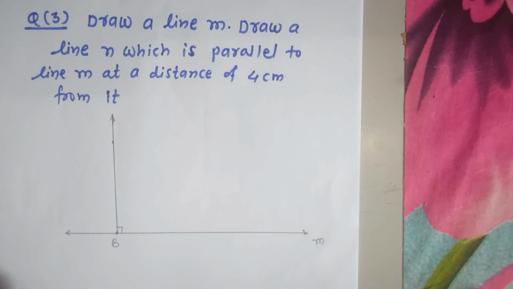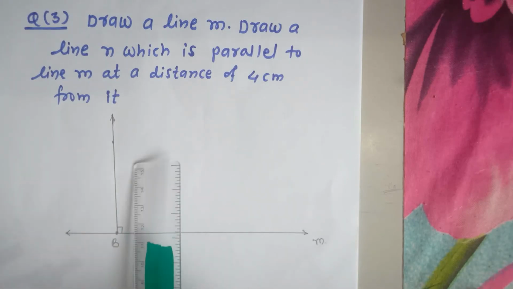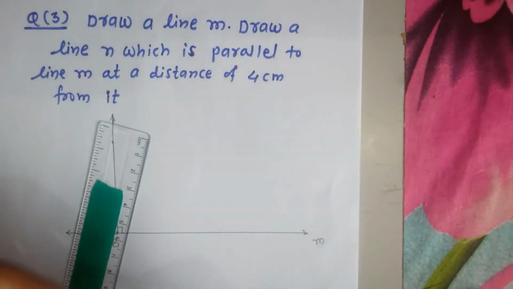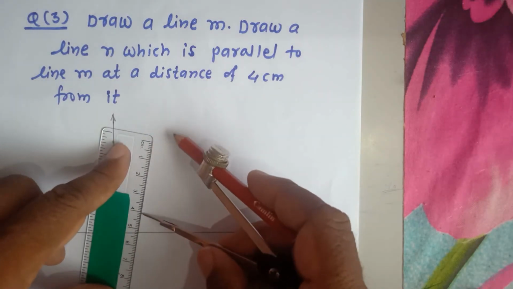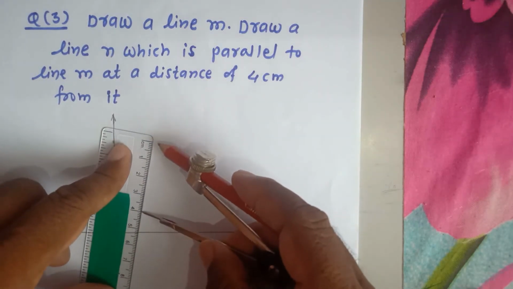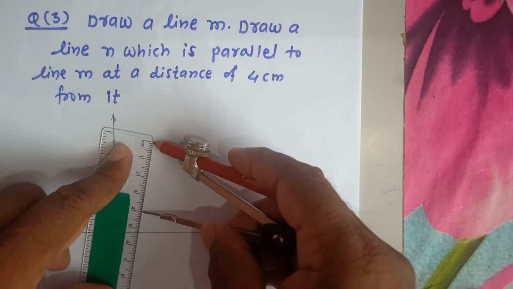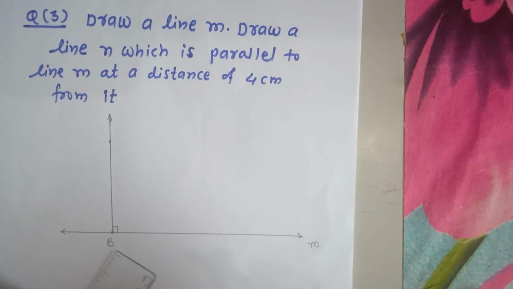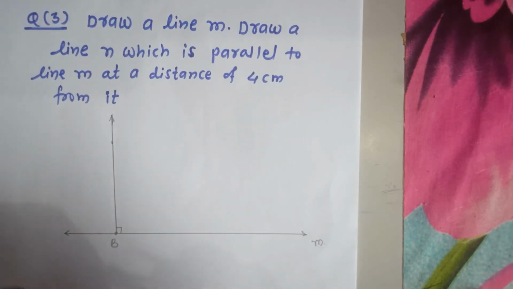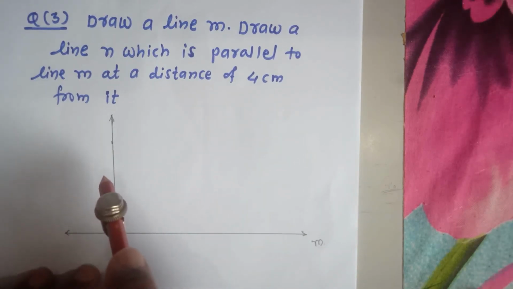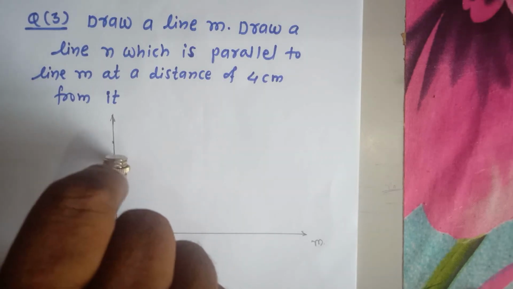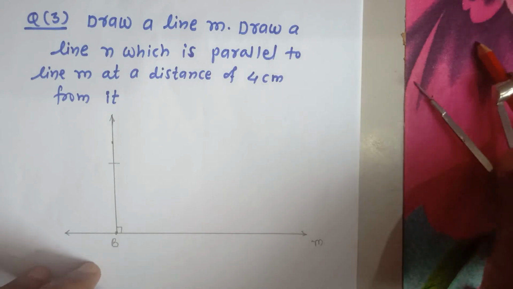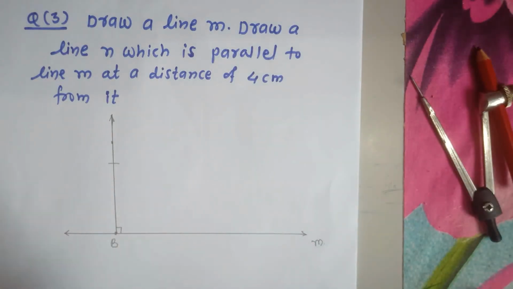Now take distance 4 cm in a compass, in this way, 4 cm. Put the compass on point B and mark an arc on this perpendicular. Now let that point be A.